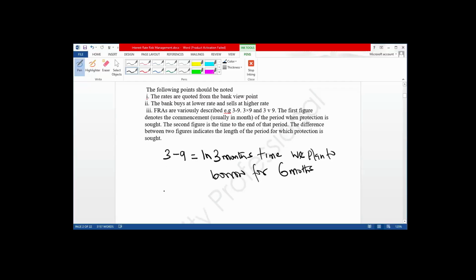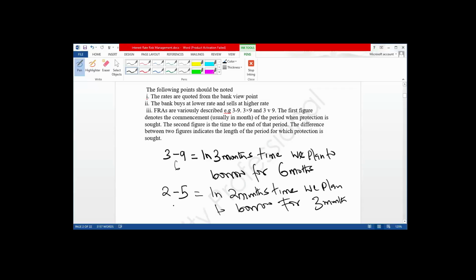If the examiner says 2 to 5, it means in 2 months' time, we plan to borrow for 3 months. The difference between 5 and 2 will give me 3.